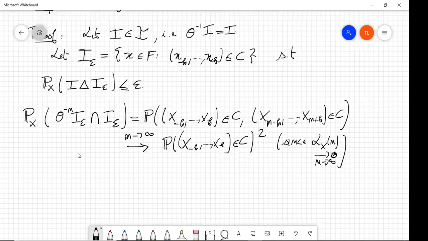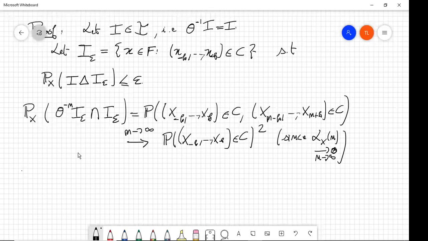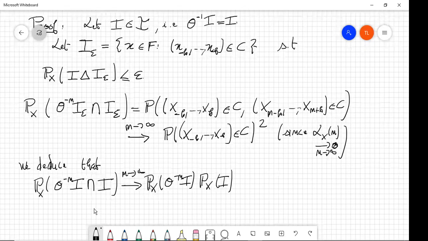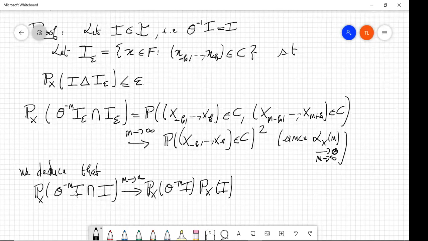And we can also show that this is exactly the same argument: you can approximate by this cylinder set. The probability of the intersection of theta minus n i and I converges toward px of theta minus I times the probability of I when n goes to infinity. This can be done because you have this property for I epsilon, and uniformly in n, you can approximate. So sorry, there is a problem here.